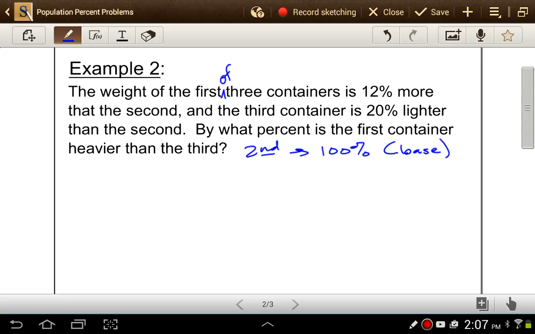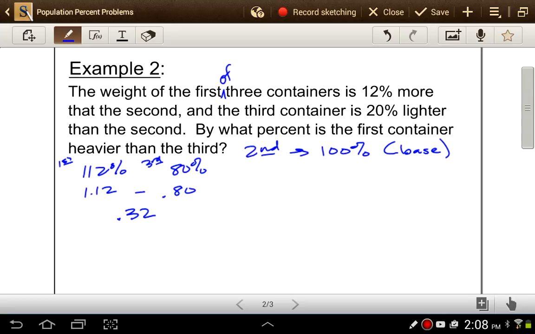So then I figure out that the first container is 12% more, so 100% plus 12% means the first container is 112%. Then the third container is 20% lighter, so I'm going to do 100 minus 20 to get 80% for that. Then I'm going to turn that into a decimal, so that's 1.12, and subtract my 0.8, because that tells me the difference between the two. So that's going to be 0.32. All right, so that's our difference.